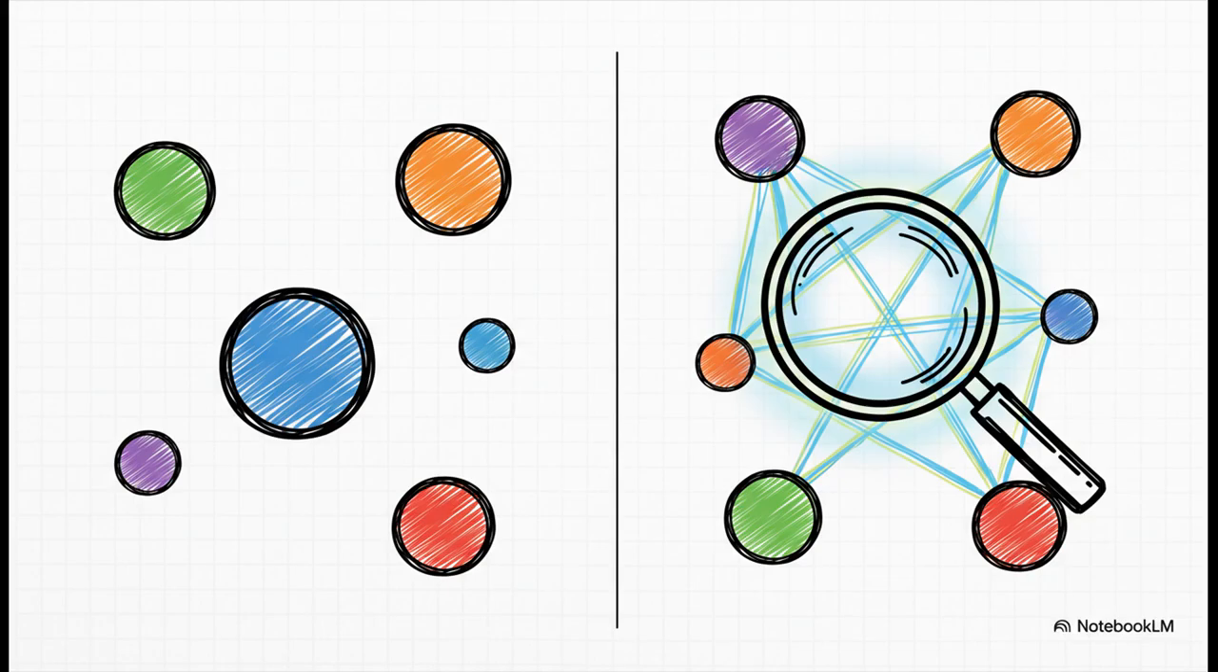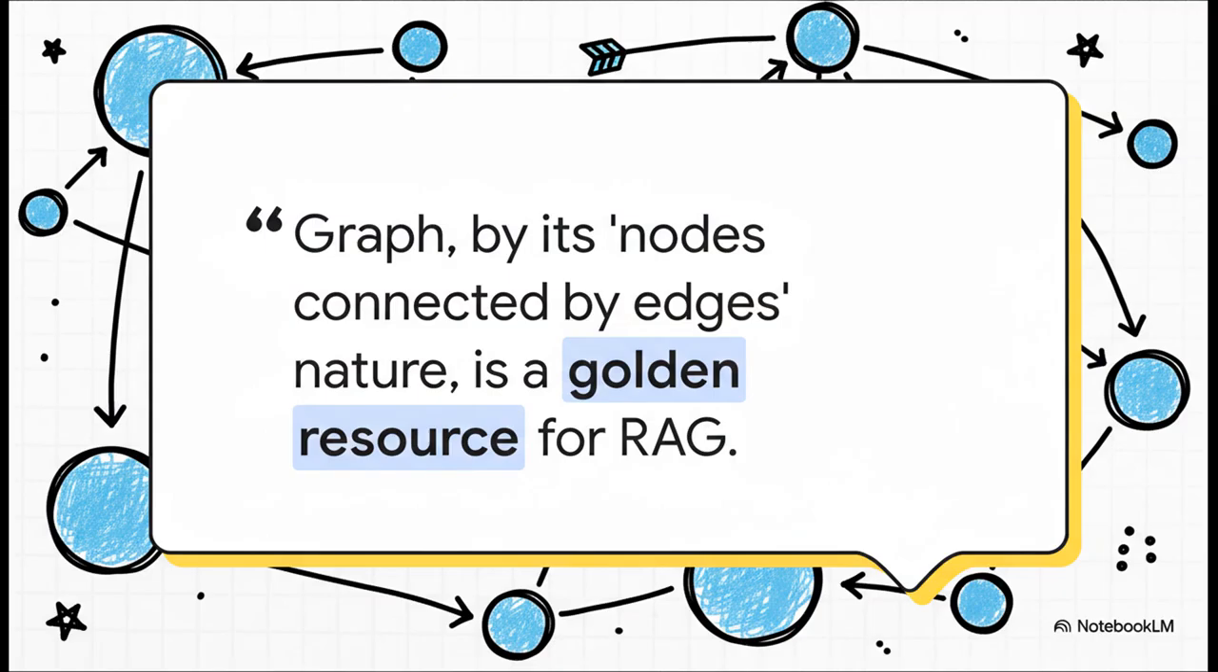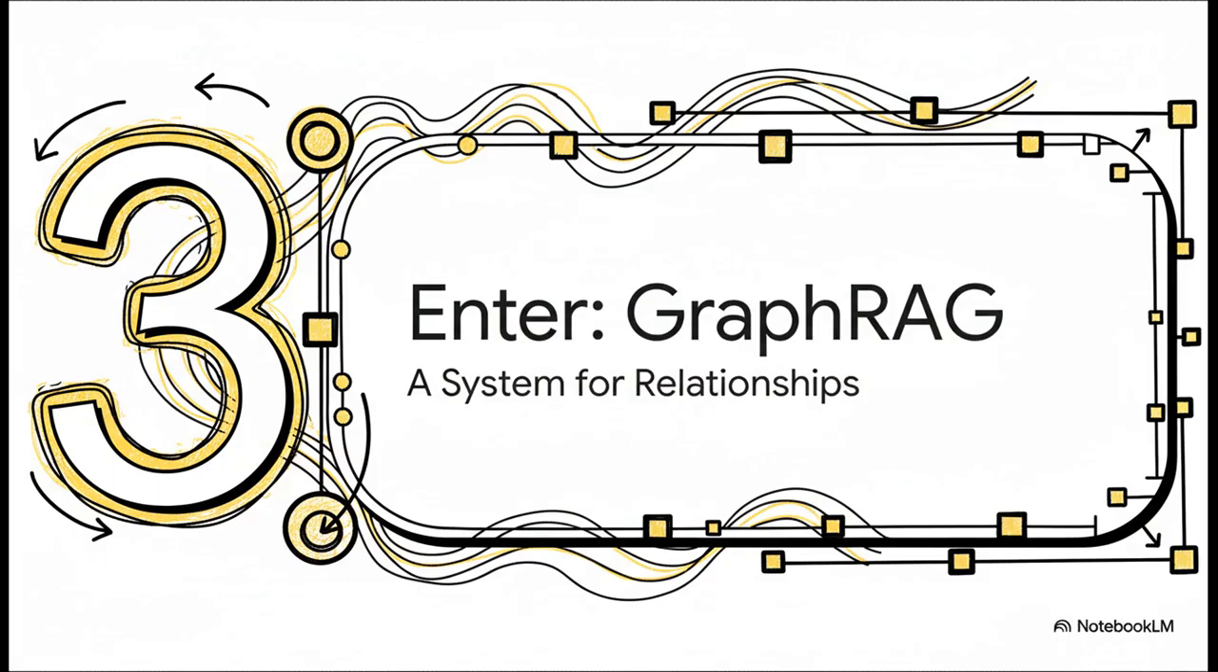And this leads us to the absolute key question. Your standard RAG is fantastic at finding individual facts in a document. But what happens when the real answer isn't a single piece of information, but a hidden path of relationships? What if the connections are the real story? And this is exactly why the researchers behind this call graphs a golden resource for AI. It makes perfect sense, right? That whole nodes connected by edges structure is literally designed to capture and represent information about relationships. It's its whole purpose. So if graphs are this golden resource, we obviously need a system that's built from the ground up to use them. And that, my friends, is GraphRAG.